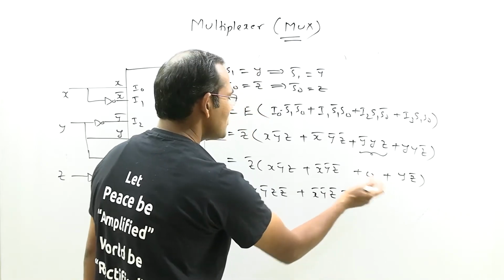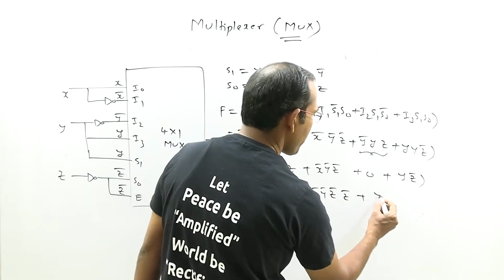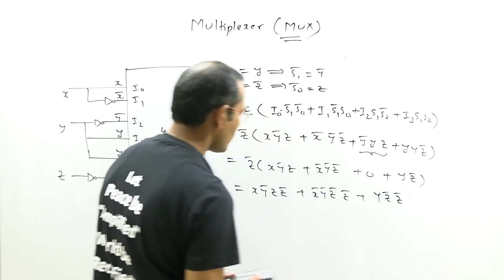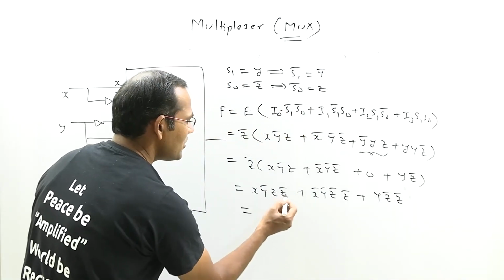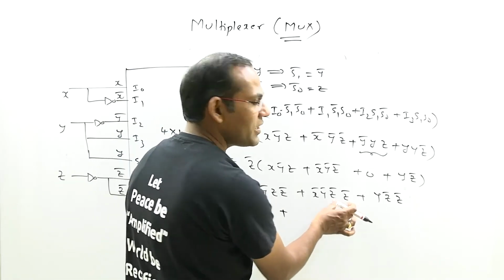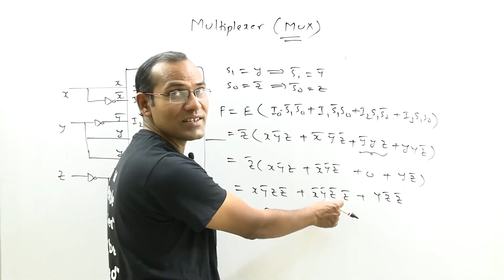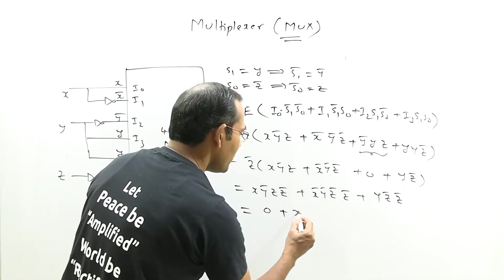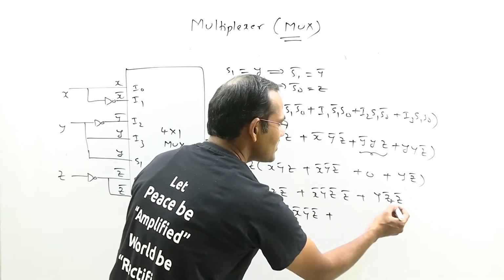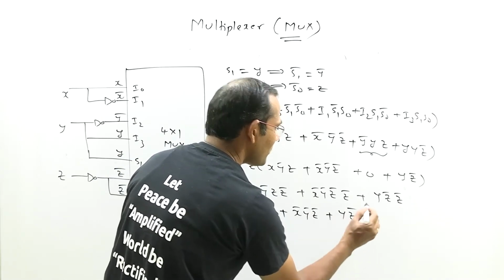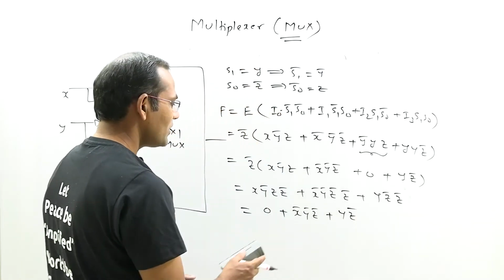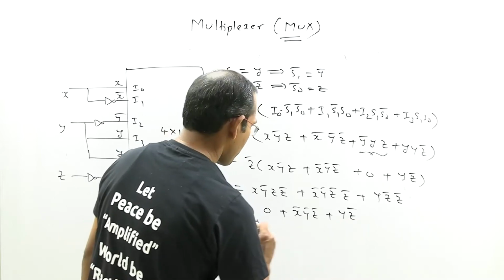No need to write this 0; 0 into z bar will be 0. So here z into z bar, so 0. Here z bar is repeated 2 times, just write once, that's enough. So x bar y bar z bar plus z bar, write once, that's all. We can further simplify this one like this.